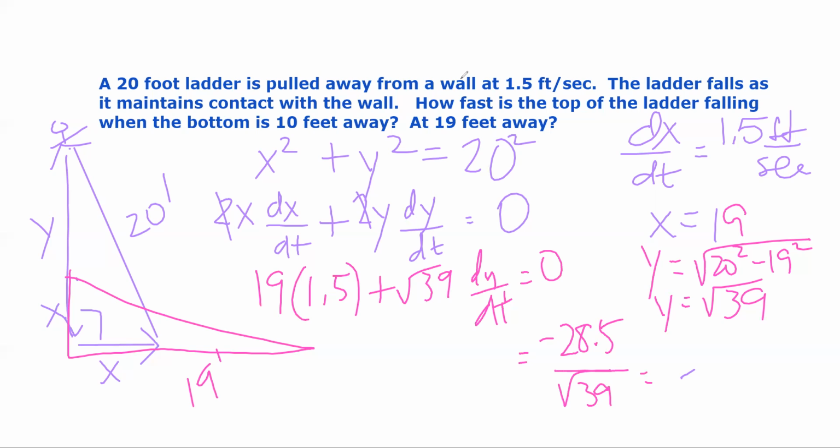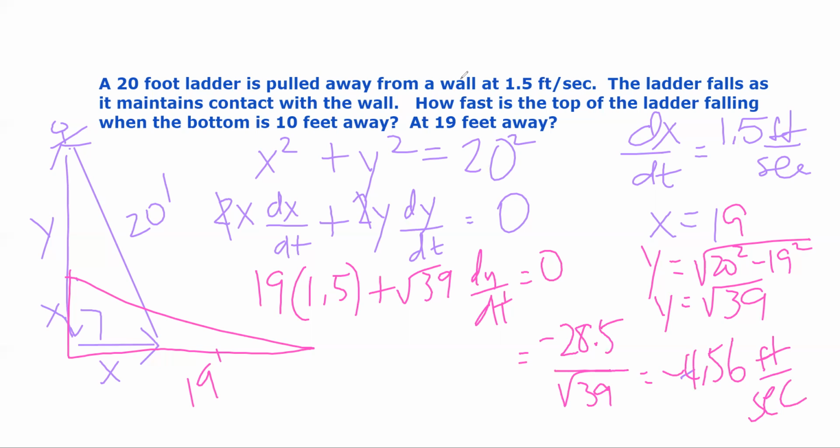Now, if I take my calculator and work that problem out, you're going to find out that the velocity has substantially increased. Oops, wrong number. Let me try it again. It's negative 28.5 divided by the square root of 39, not 36. It is negative 4.56 feet per second. So it's falling a lot faster.